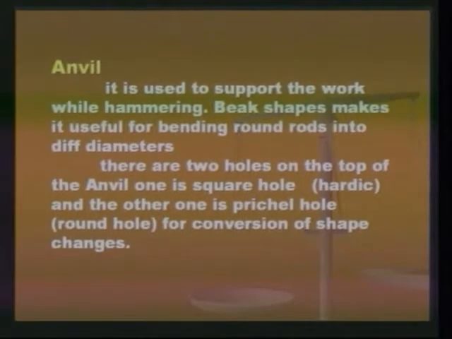The first one is supporting tools. In the supporting tools, the important one is the anvil, and the purpose of the anvil is to support the work while hammering. The beak shape makes it useful for bending round rods into different diameters. In the anvil, there are two types of holes. One is a square hole and the other is a round hole. These two holes are used for changing shape from round to square or square to round, after heating the bar to red hot condition and placing the bar in the hole and applying pressure with the help of a hammer. It is possible to change the shape of the workpiece. This square hole is also named the Hartig hole and this round hole is also named the Pritchell hole.